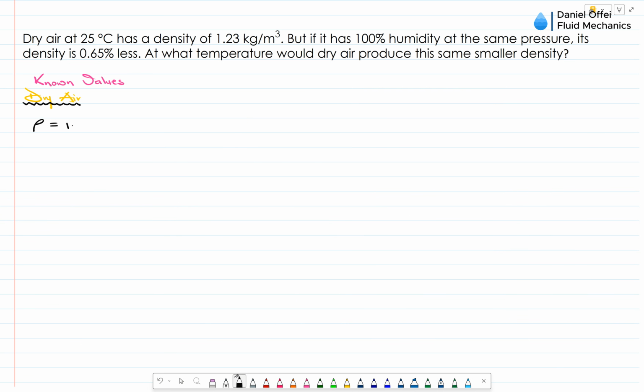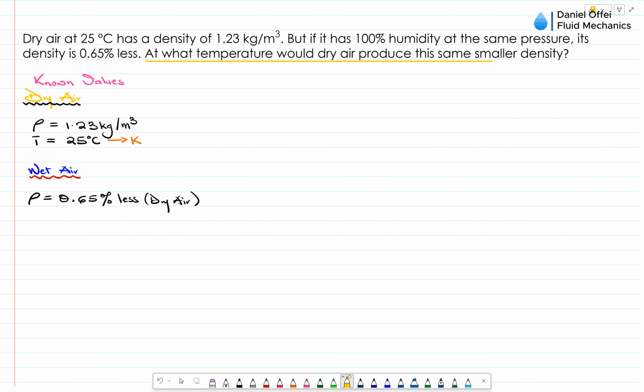We have dry air at 25 degrees Celsius, which has a density of 1.23 kilograms per meter cubed. Now, if this dry air becomes wet, then at that same pressure, the density becomes 0.65% less, which means that the density reduces by 0.65% of the original density. So at what temperature would dry air produce the same smaller density of the wet air? So let's first use the 0.65% to determine the density of wet air.